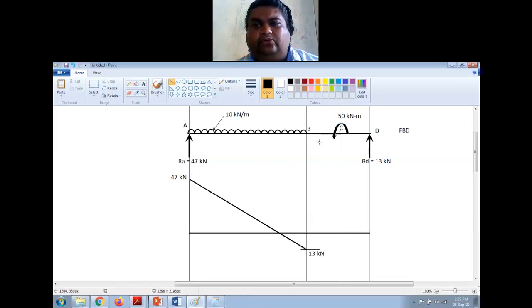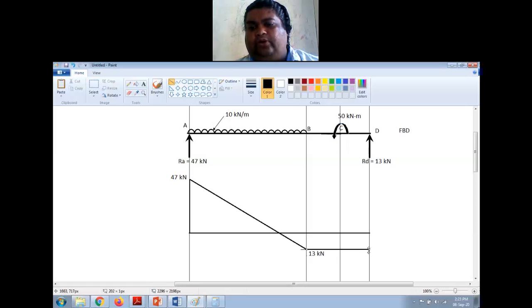Now again you come back to the free body diagram. The next point is C. I have a couple here. I don't have any force, but there is a couple. So there is no variation in the shear force diagram. And between C and D also there is no force. So you draw a horizontal line between B and D. Couple will not be affecting the shear force diagram.